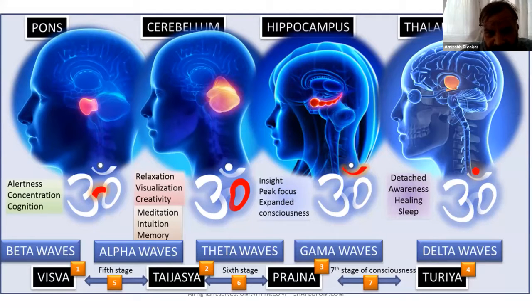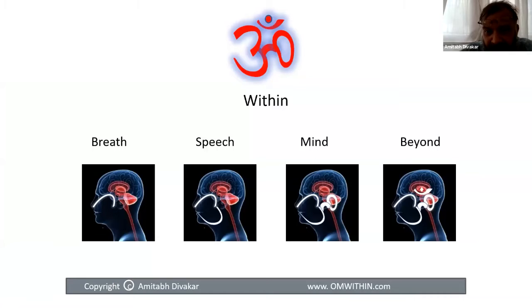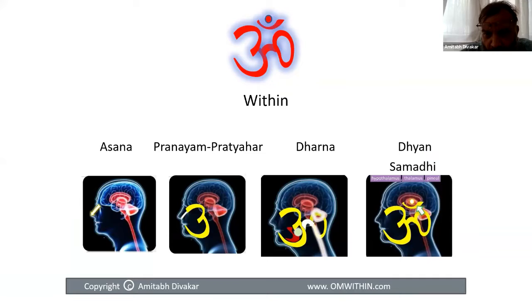So how it affects which part of the brain when we see it in the visual context. Otherwise, Om, I can speak from the mouth, but there is nothing happening inside my body. And that's what I am contributing. So the Om within is made of breath, speech, mind, and beyond. And this first Om within is made of the breath, and the second one is made of Yoga, which says Asana, Pranayama, Pratyahara, Dharana, Dhyana, Samadhi. I shall be explaining these in the presentation.